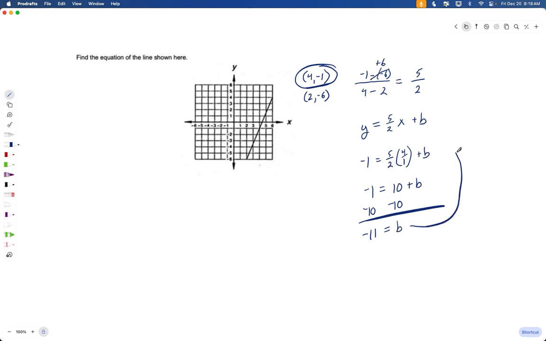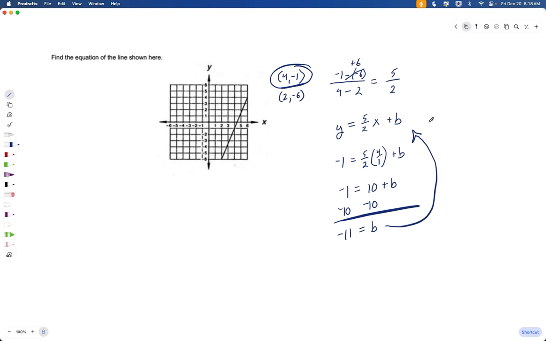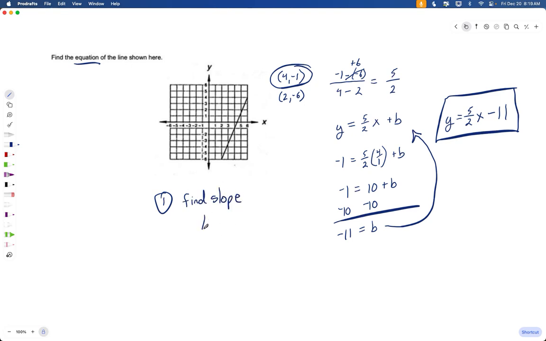So I can go back and put that in and rewrite my equation of the line. Y is equal to 5 over 2x minus 11. And that would be your solution. That's how you would find the equation of the line. So start by finding the slope, right? Find the slope. And in order to find slope, first you have to find 2 points. And then either count to find the slope or do the math to find the slope, okay?